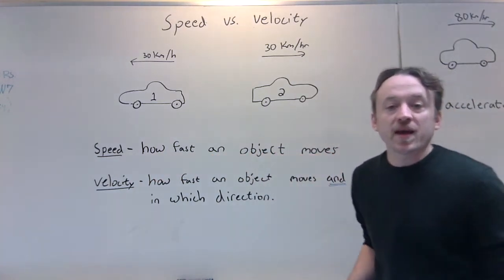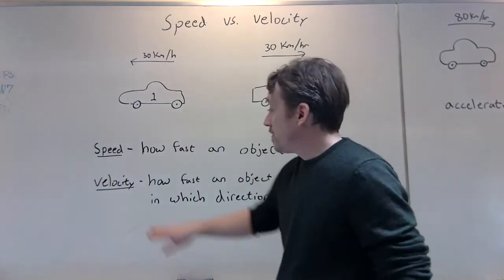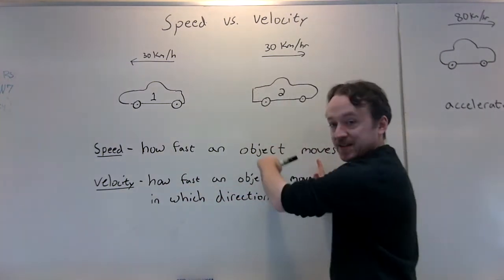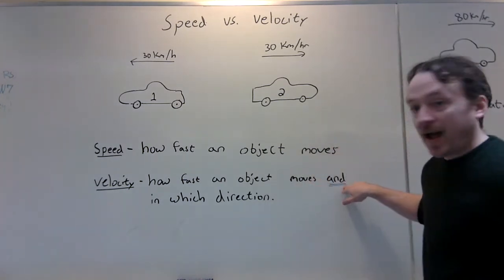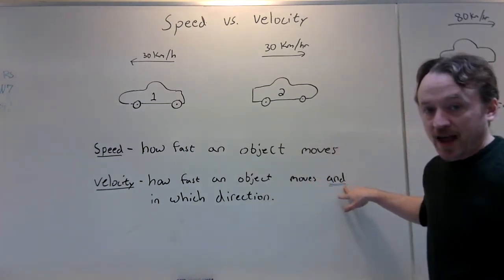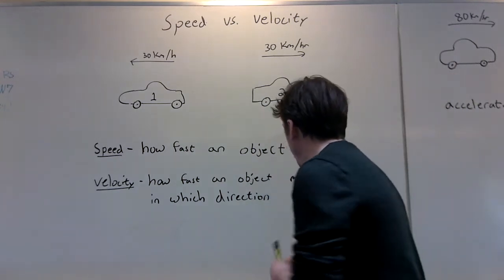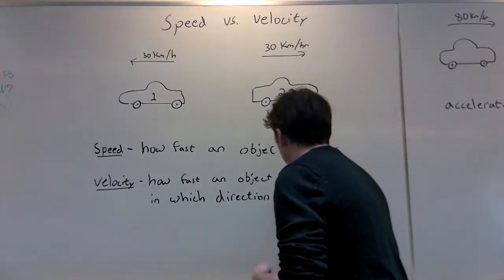Totally normal with that definition, okay? Velocity is how fast an object moves. So it's got speed in it, right? And that's why I underlined it, and in which direction it moves.